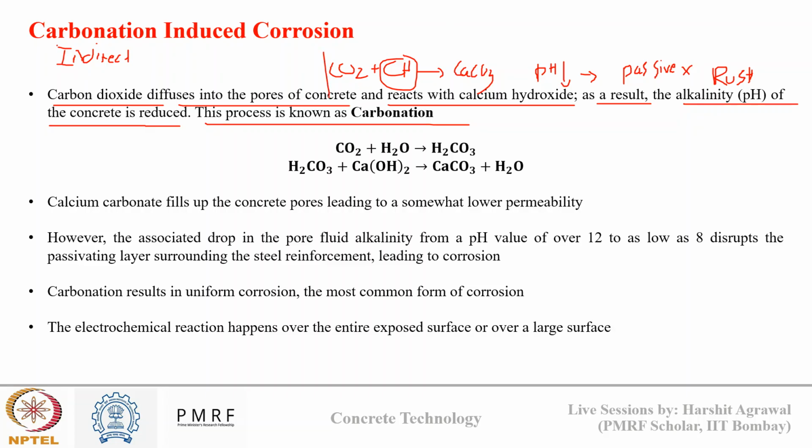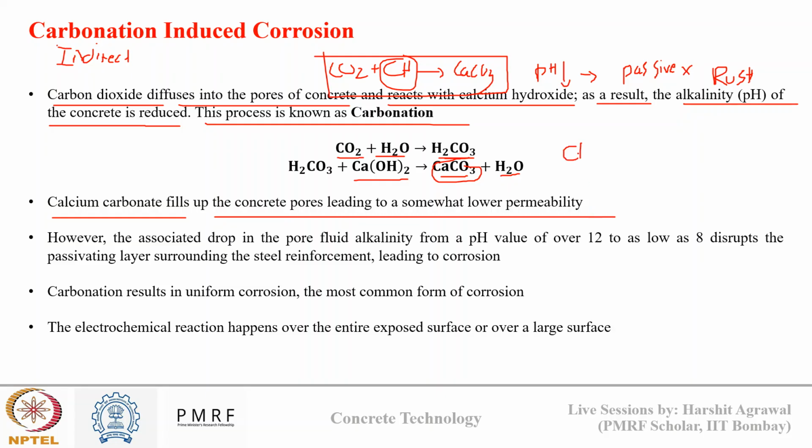Now this is not a single step reaction, it is a multi-step reaction. First, CO2 reacts with water to form H2CO3. Then this H2CO3 reacts with CH to form CaCO3 plus H2O. Now CaCO3 is forming. Calcium carbonate can fill up the pores inside concrete, which will reduce the permeability.